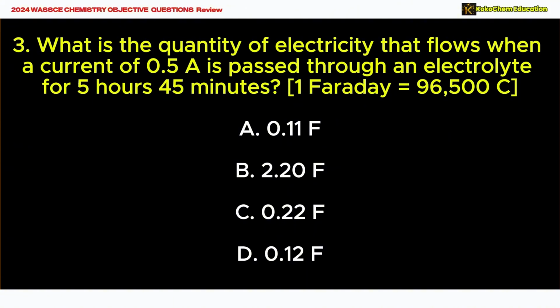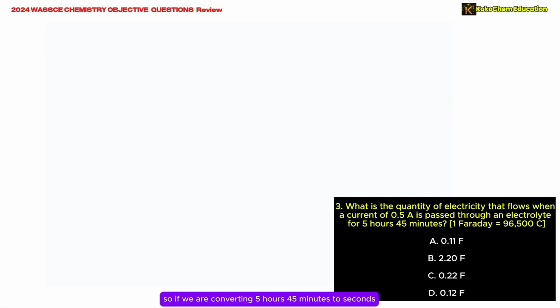A. 0.11 Faraday. B. 2.20 Faraday. C. 0.22 Faraday. D. 0.12 Faraday. The correct answer is A. 0.11 Faraday.